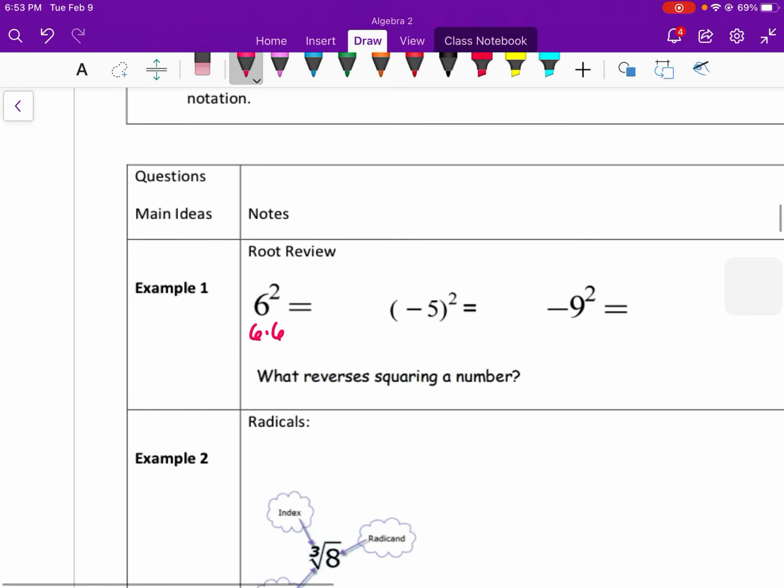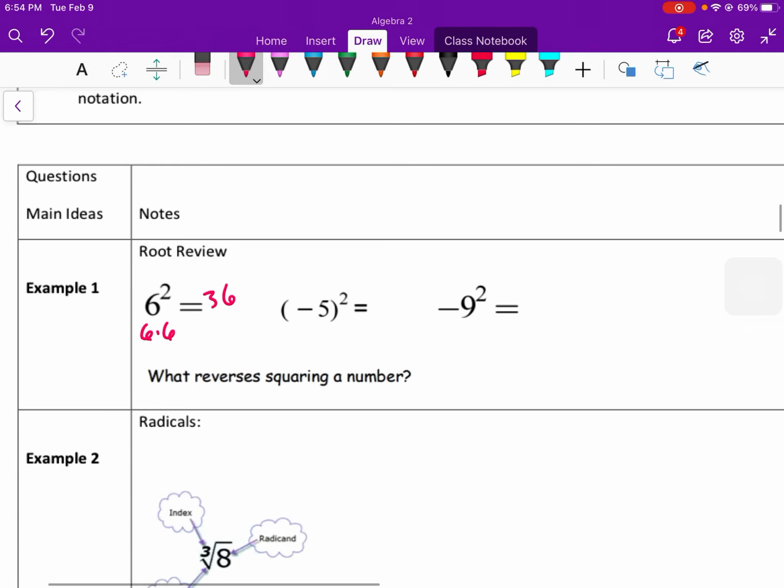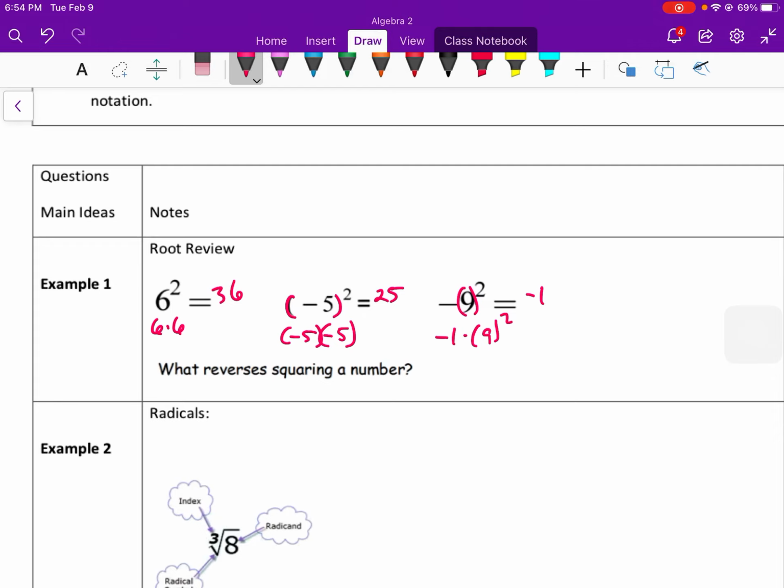So 6 squared is not 6 times 2, it's 6 times 6, which is 36. In this case, with the quantity here, this is -5 times -5. So that would be 25, because negative times negative is positive. But now in this case, the quantity would be right there. So it's -1 times 9 squared. So that then would be -1 times 81, which is -81. So there is a difference between a form with the quantity around the negative integer, or a negative and then the quantity around the integer.